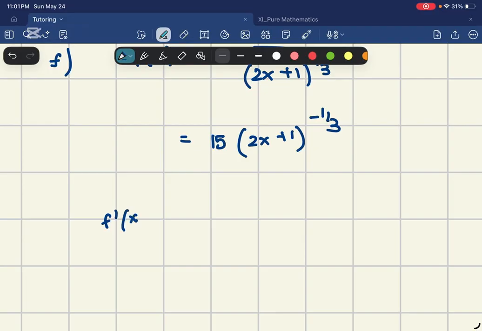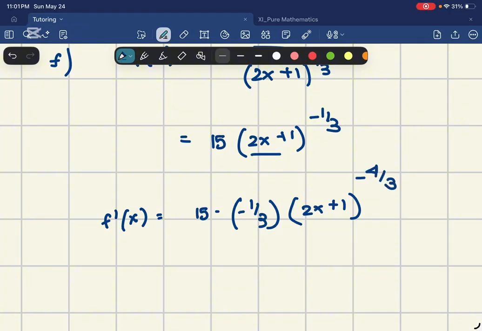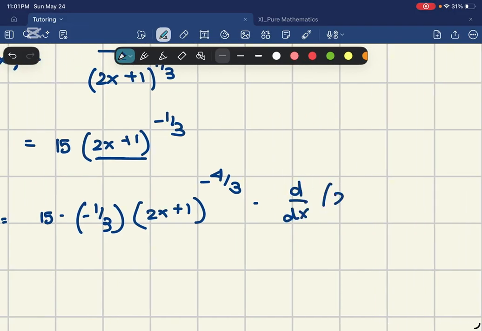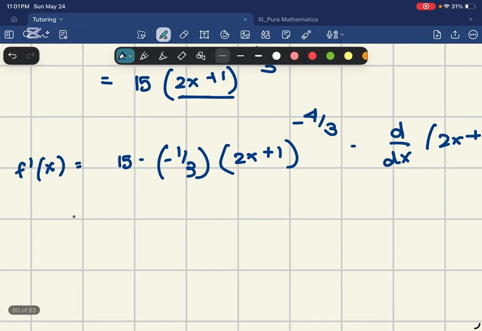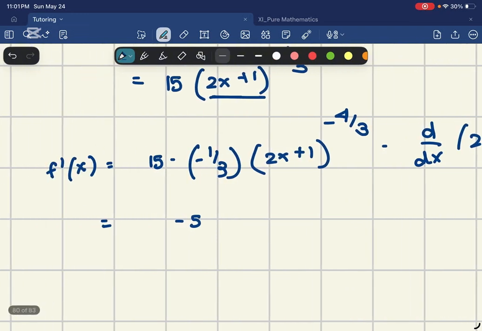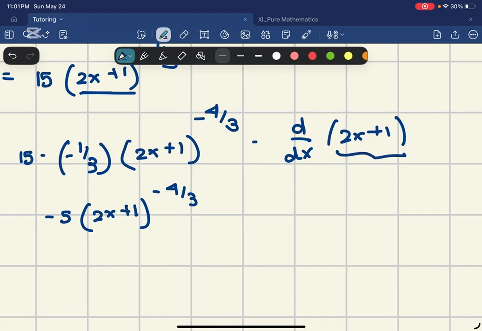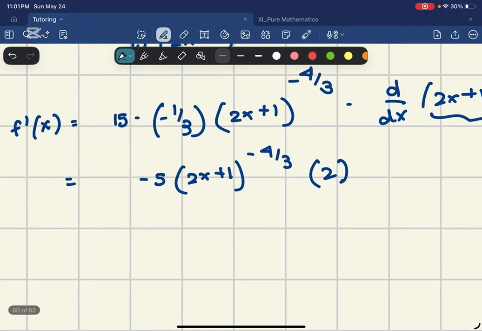And now to find f dash of x, I just use the power rule. 15 times, you bring negative 1 over 3 to the front, and then you have 2x plus 1 to the power negative 4 over 3. Negative 1 over 3 minus 1 is going to give you negative 4 over 3. But there is an inside function, so you have to differentiate it again. So now, negative 1 over 3 times 15, that is negative 5. And you have 2x plus 1 to the power negative 4 over 3. And this derivative is going to give you 2. So negative 5 times 2 is going to give you negative 10.